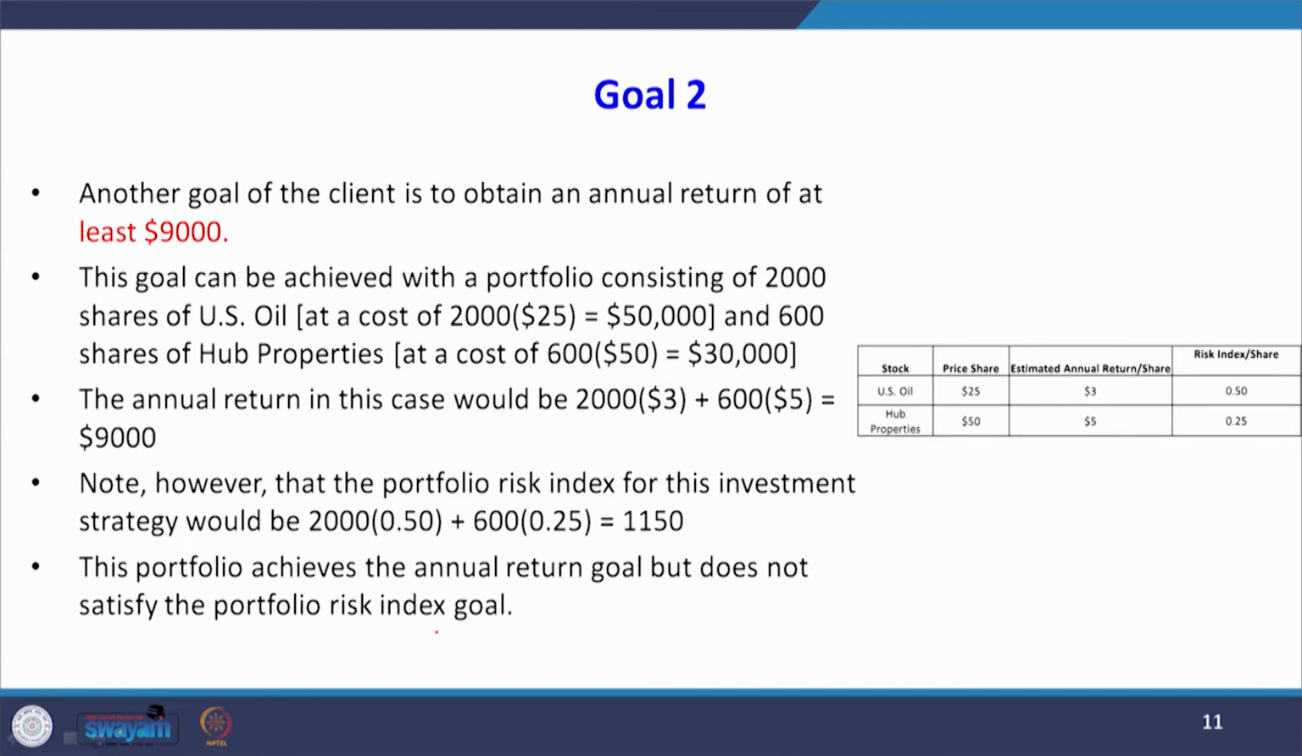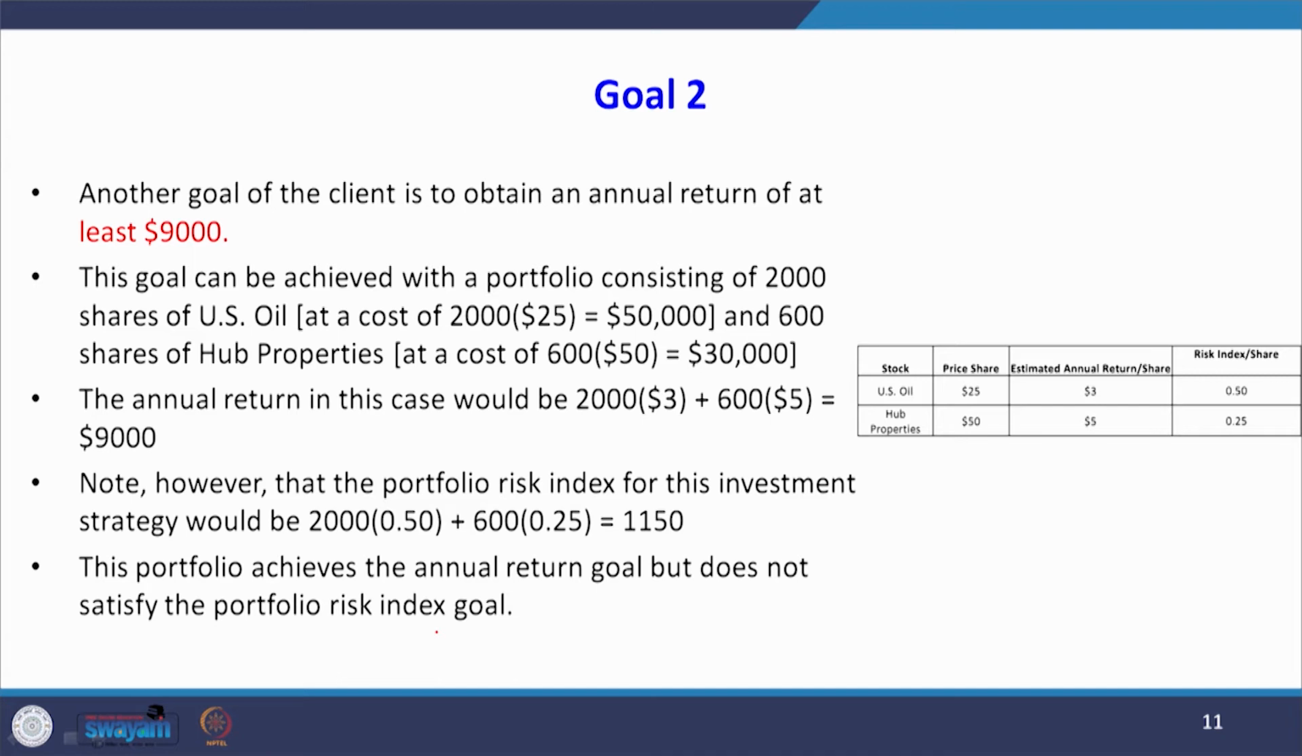Now, we will go for another goal. Why we are talking about goal 2? Because remember, we are talking about goal programming. There may be different goals. So, we have to solve goal 1, then goal 2, goal 3 and so on. So, we have discussed goal 1. Now, we will go to goal 2. It is like a second objective. First objective is that risk should not exceed 700 units.